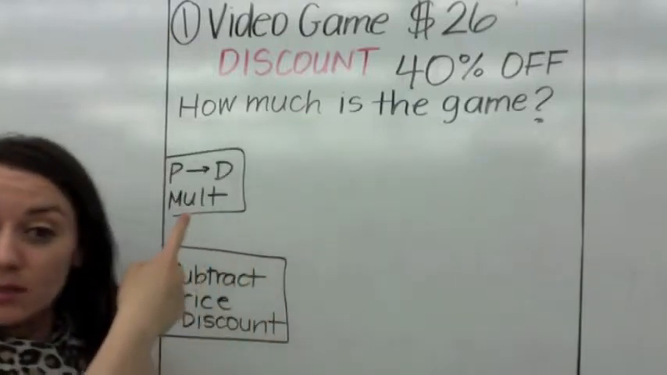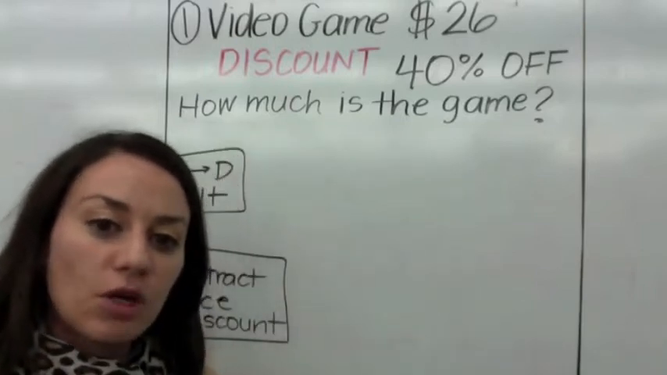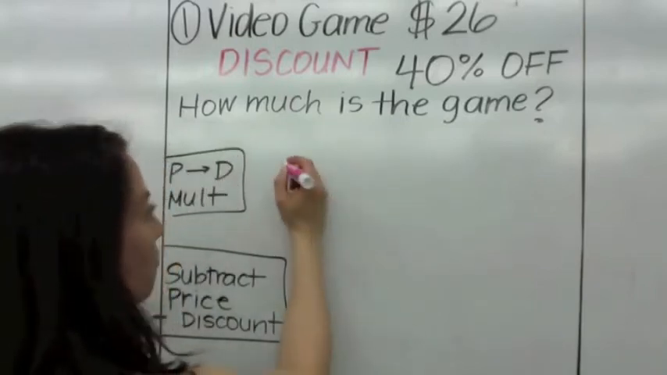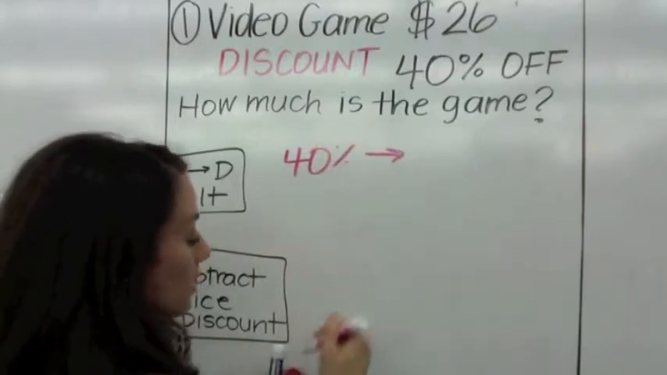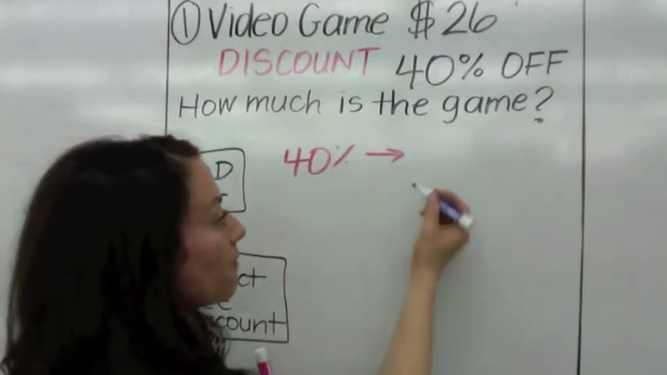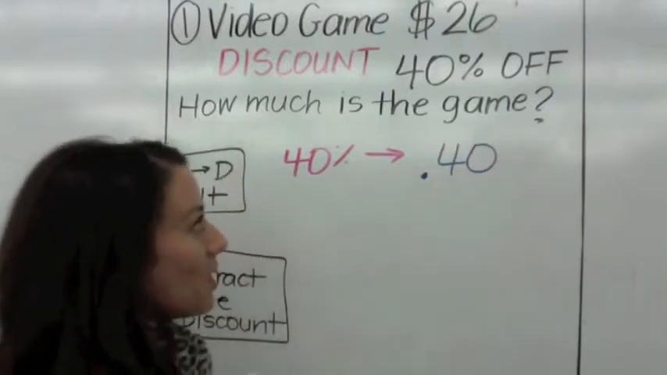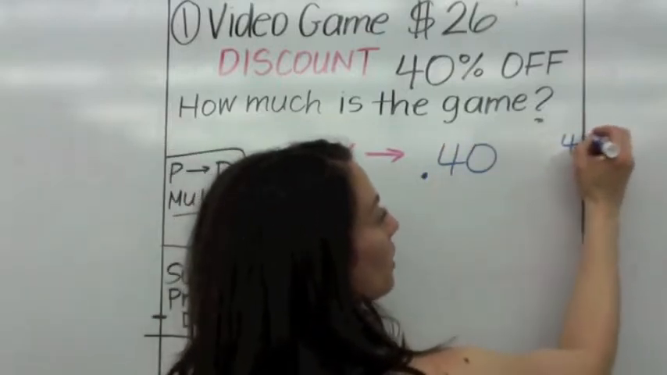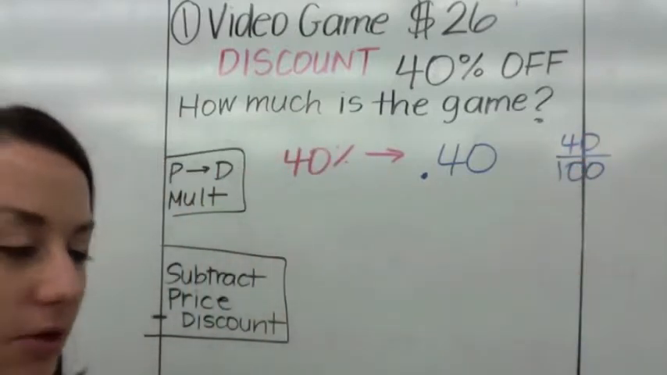How do you do this? It says P to D. Change the percent to a decimal. How do you change 40% into a decimal? It's very simple. Put a decimal in front of it and then put 40, because this is really talking about 40 hundredths. Remember, 40% is really 40 over 100. Okay? All right. So there's the decimal.